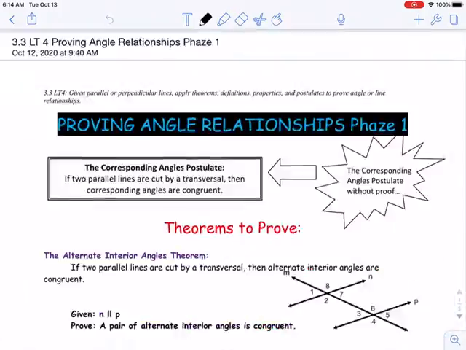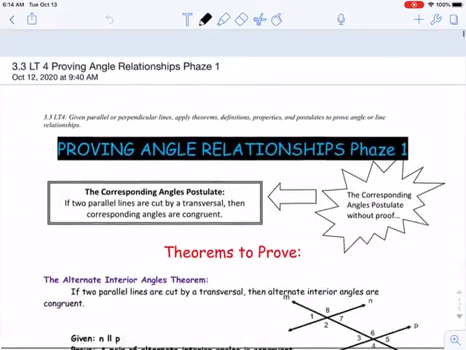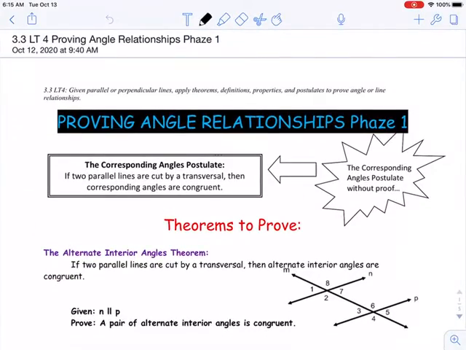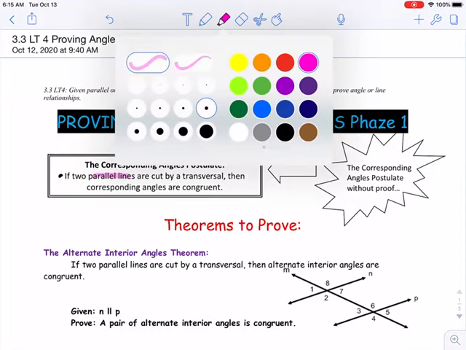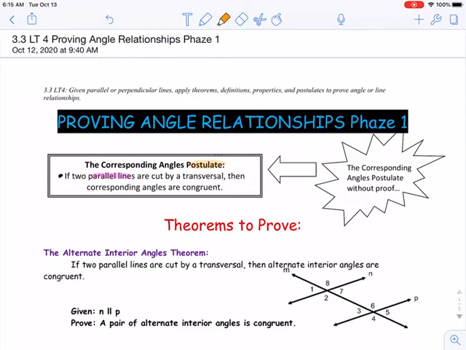So first we're going to start with the corresponding angles postulate. Right? If two lines are cut by a transversal, so I'm right here. If two parallel lines, remember this is always a big punchline. Two parallel lines are cut by a transversal, then the corresponding angles are congruent. And recall, this is a postulate. All right. A postulate is something we just accept as fact.